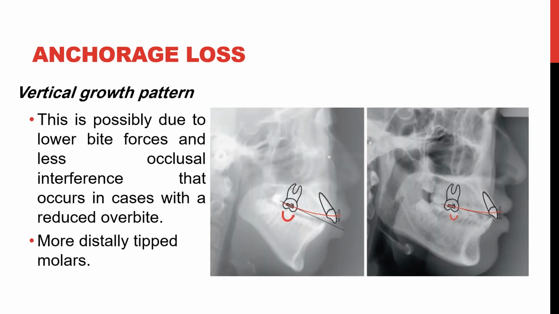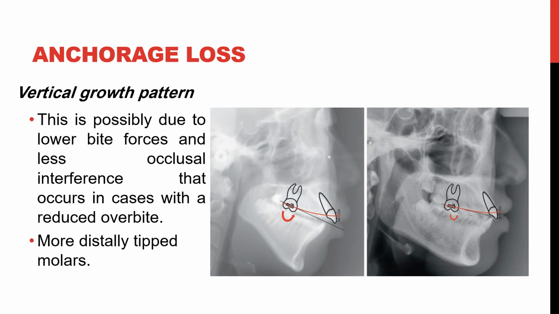Patients with high angle or a vertical growth pattern are more likely to have loss of anchorage, and this can be attributed to lower bite forces and less occlusal interferences that occur in cases with reduced overbite, as well as they have more distally tipped molars.